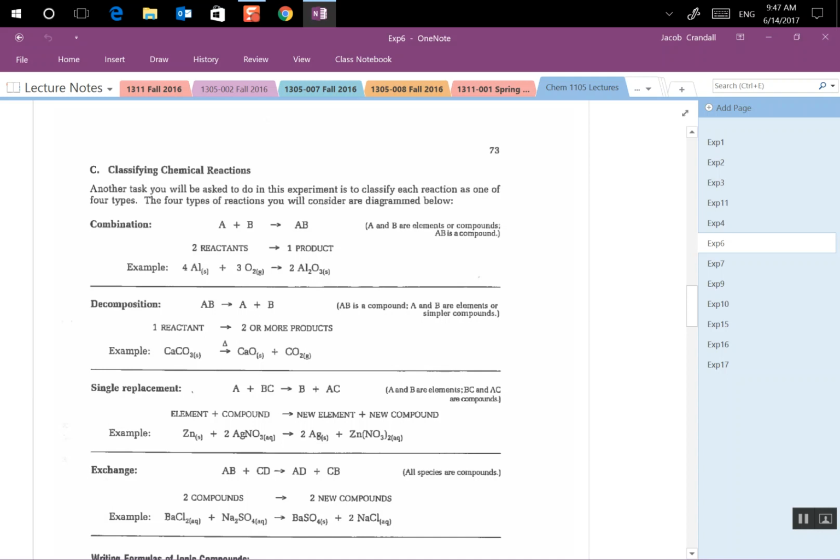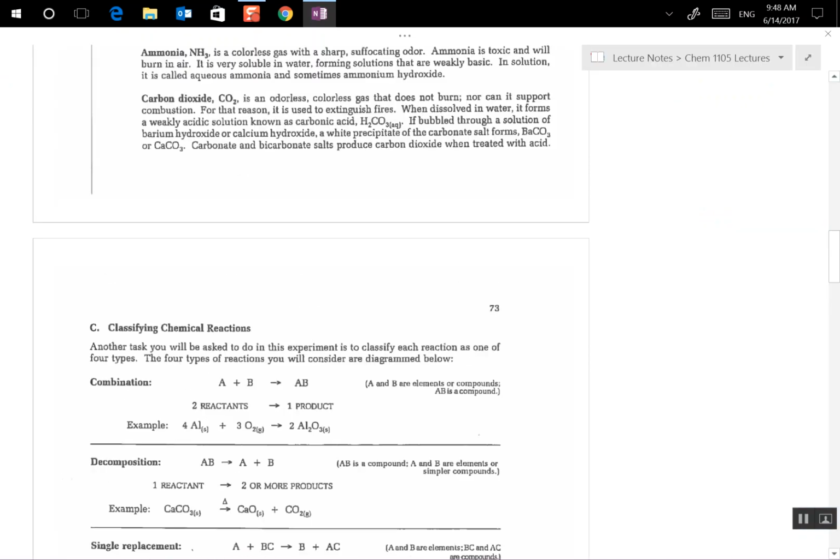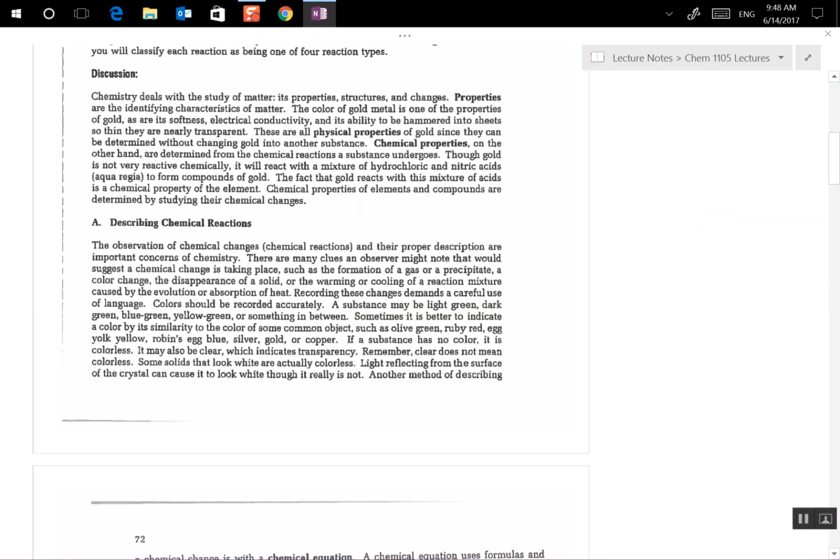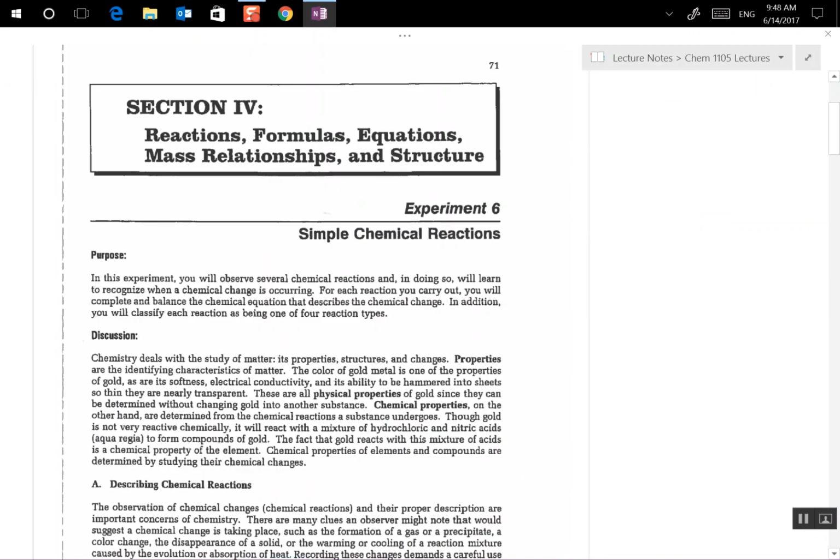All right, so we're going to now look at experiment 6. Experiment 6 is kind of a fun experiment because we're going to set up different stations. At each station you're going to have a different chemical reaction that's going to take place.